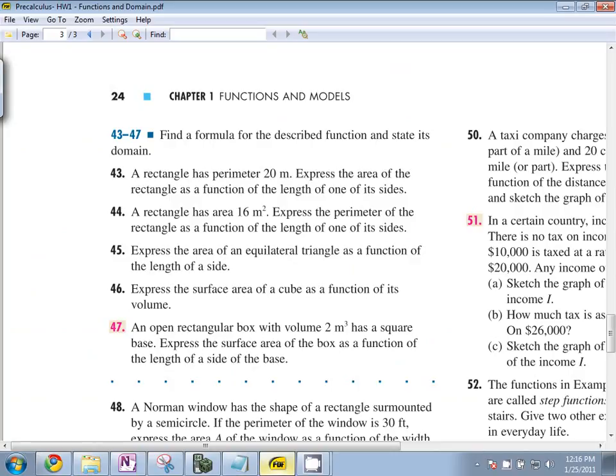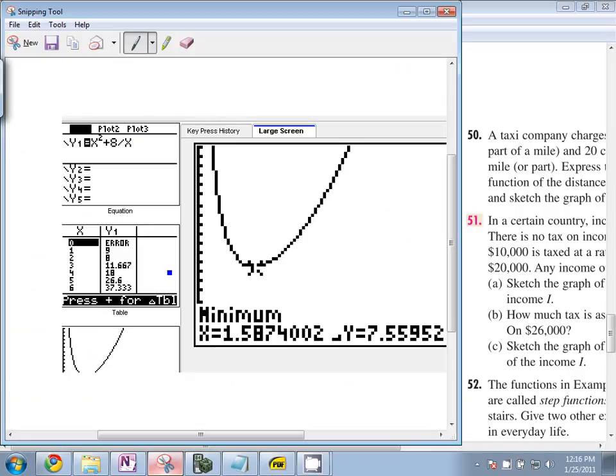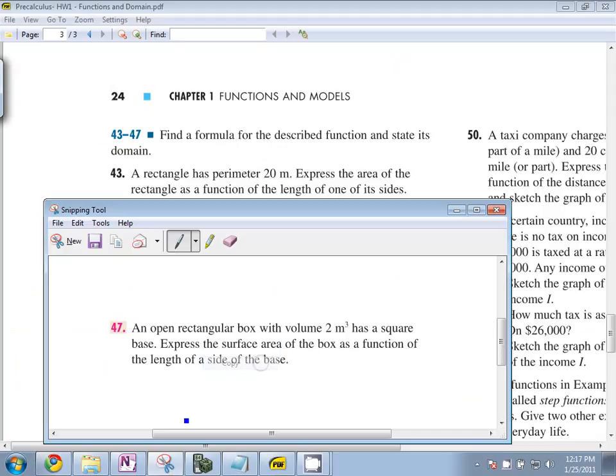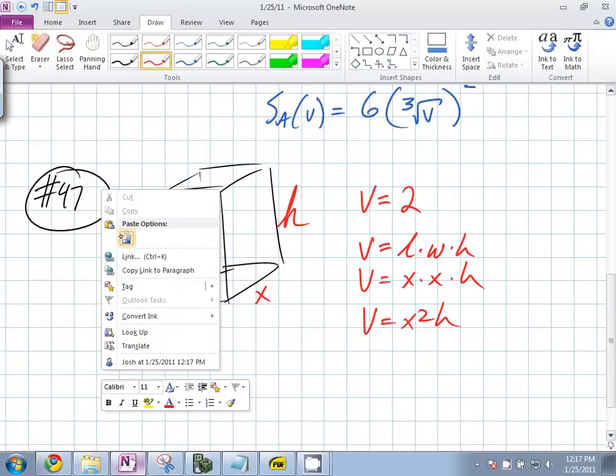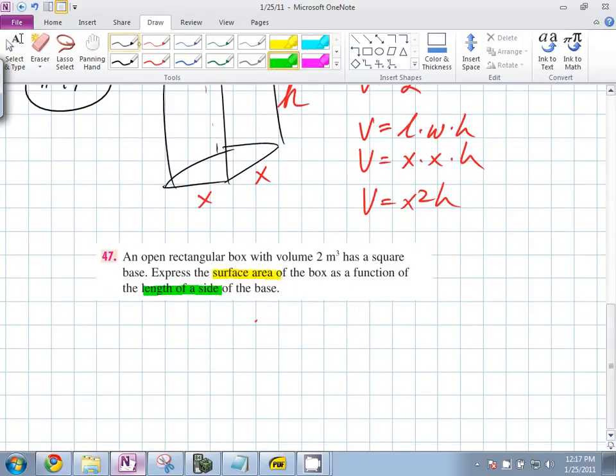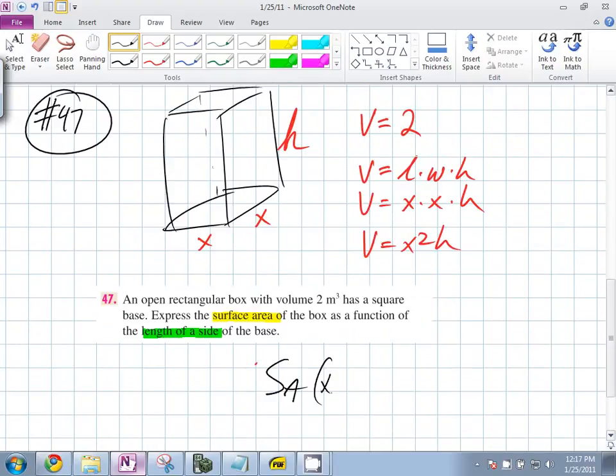Let me actually clip that in. I'm sorry, I should have done that at the beginning. So you want this. That's the question. Sorry. So you want the surface area in terms of the length of a side. So that's volume. The surface area, what's the surface area of this? It's going to be in terms of x and h.